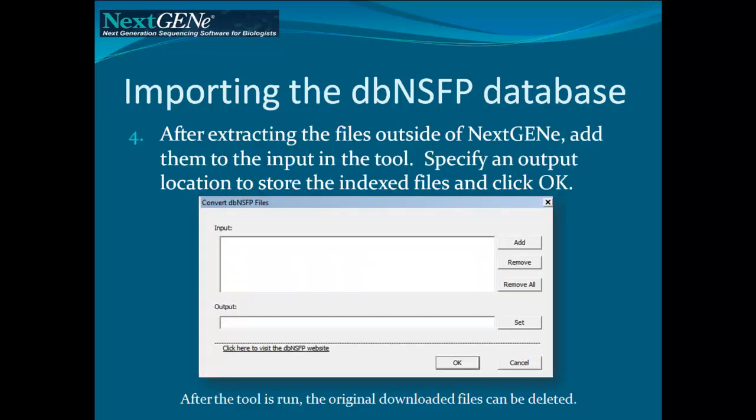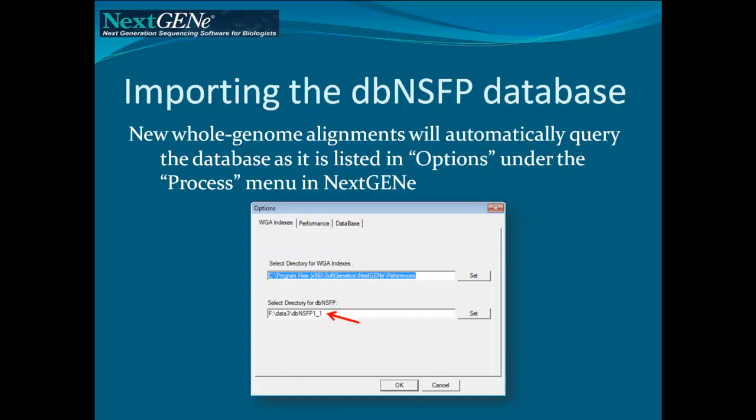After downloading and unzipping the database files, they can be loaded in the conversion tool. After conversion, the original files can be deleted in order to save some disk space. When new alignments are run, they will automatically query the dbNSFP location that is listed in the NextGENE Options dialog, which can be found in the Process menu. This location is automatically set to the location that was specified in the File Conversion tool.